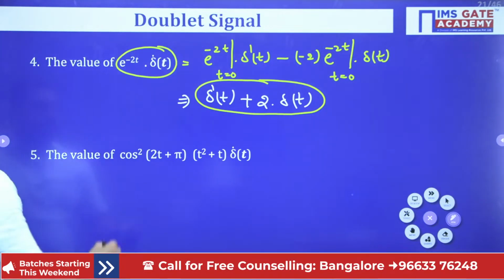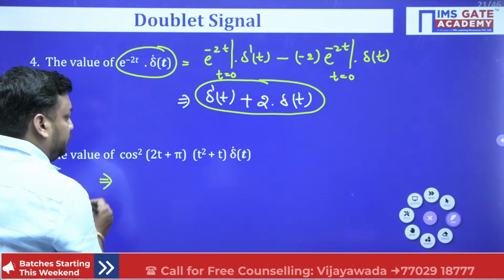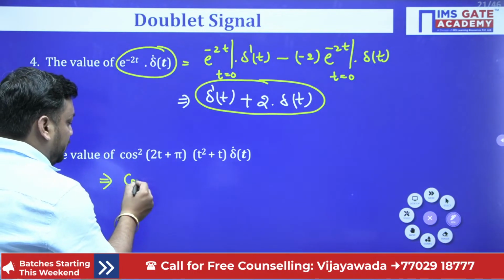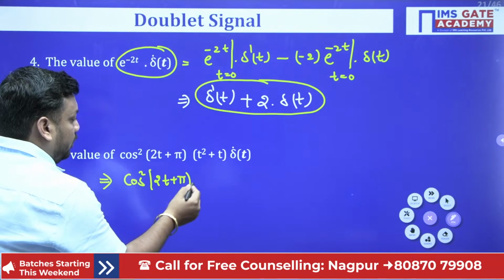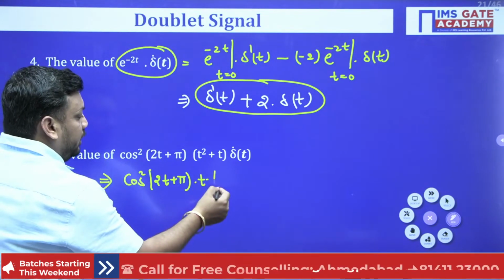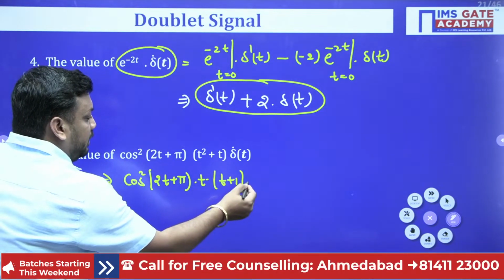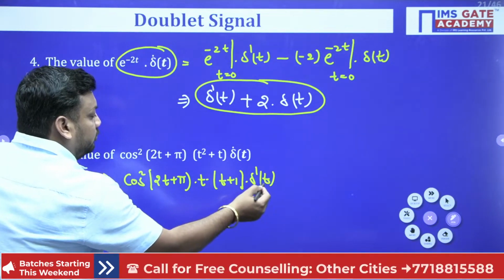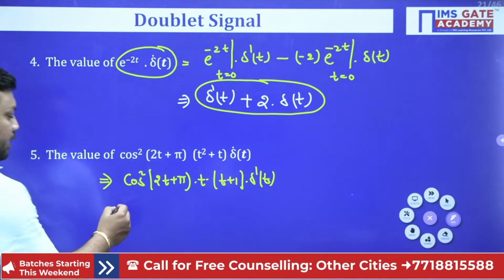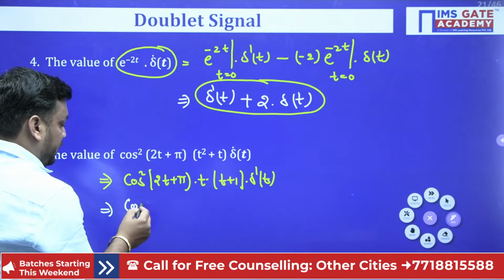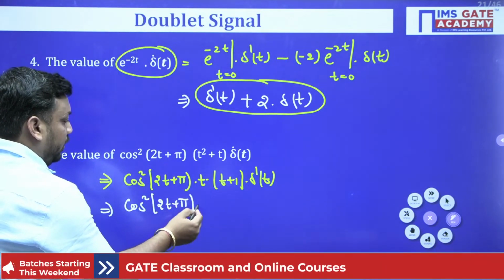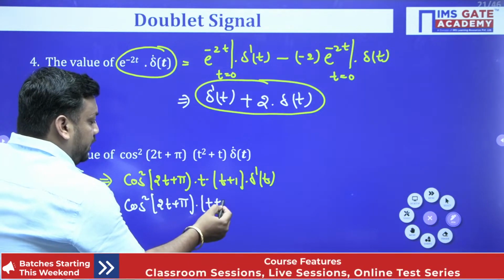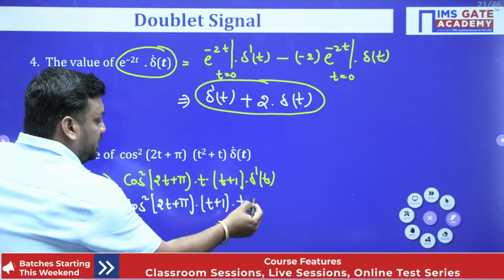Chaliye. So now here what you need to do, guys? We have to write like this, sir: cos square (2t plus pi) dot, you can take t outside, so inside the bracket you will get (t plus 1) into del dash t. Why am I taking t outside? Because here I am having cos square (2t plus pi) and I am also having t plus 1 as it is. Now what is t dot del dash t?